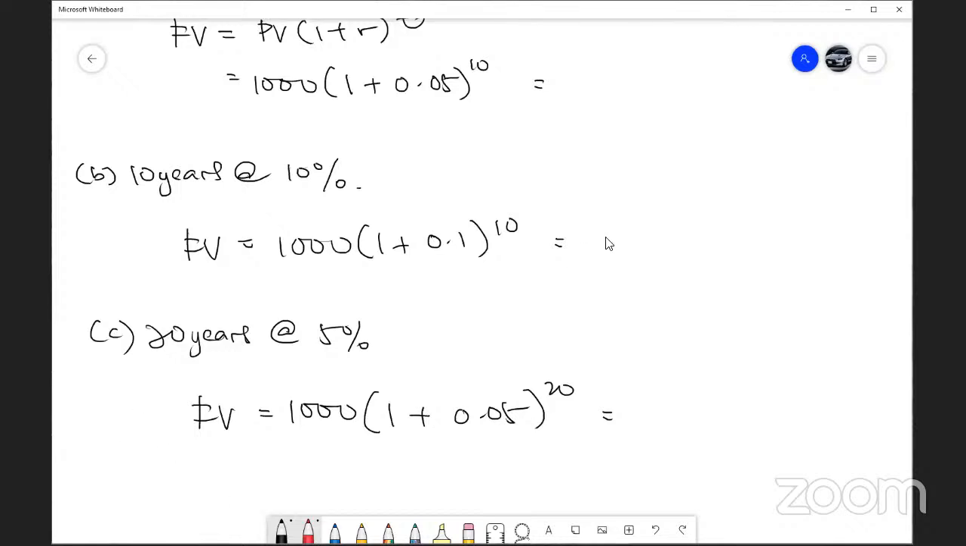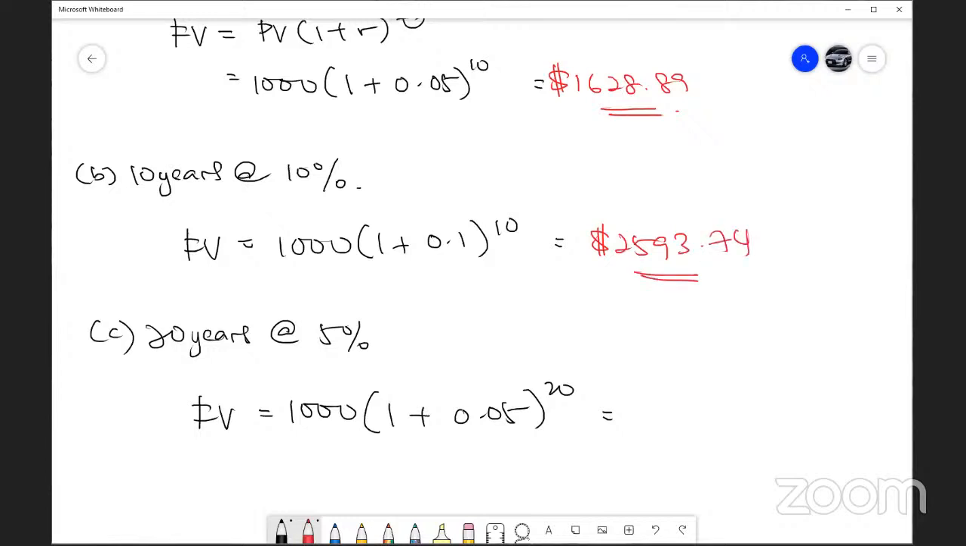So what do you get for A? Come on. 1628.85. Okay. 1628.89. Okay, so I think 1628.89 is much more accurate. All right. 1628.89. Then B is 2593.74. Yep. 2593.74.